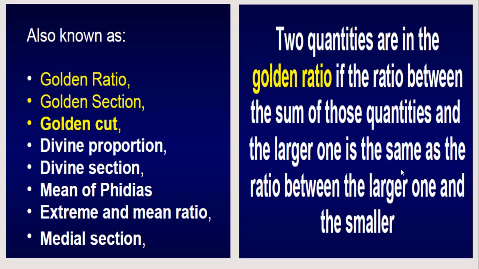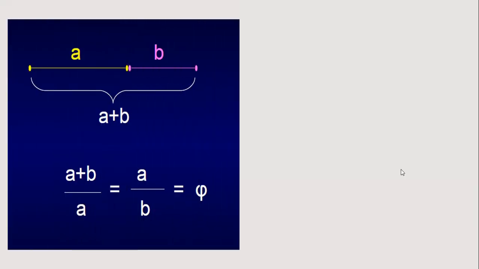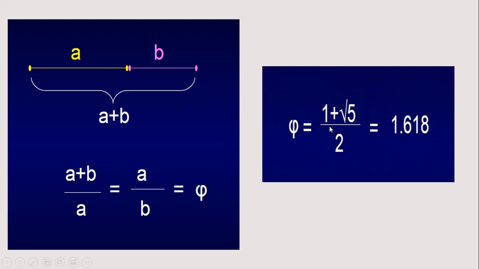So let's take this as an example. Say for example, this length is A and the other one is B. So we have to get the sum, so A plus B, and then divide this by A. So this is equal now to A over B, and that is equal to phi. And you know already the equivalent of phi as I discussed earlier. So phi is equal to 1 plus the square root of 5 over 2, which is equal to 1.618 and so on. So approximately 1.618 is the golden ratio.